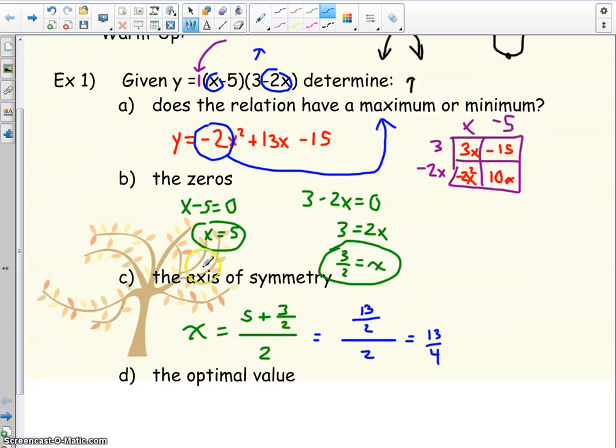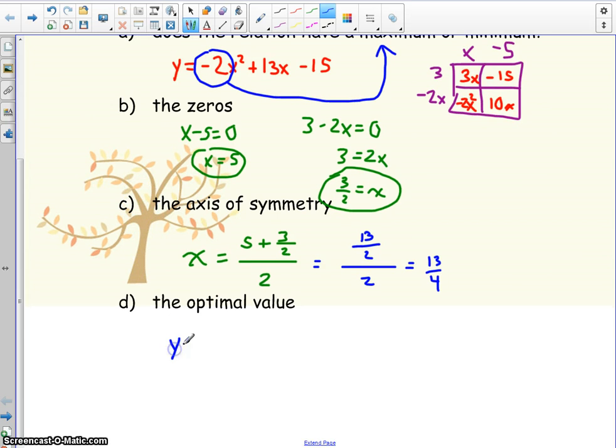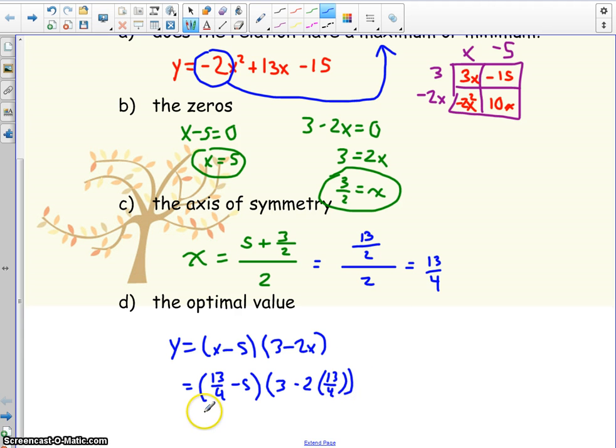Okay, so we're going to take our equation. Again, I have standard form here, and I could use that if I wanted to, but I'm going to stick with the factored form I was given to start with. So I'm going to take y equals x minus 5, times 3 minus 2x, and every x I see gets replaced with 13 over 4. Okay, and at this point, it just becomes simplification. Okay, so I'll let you guys work through that one.